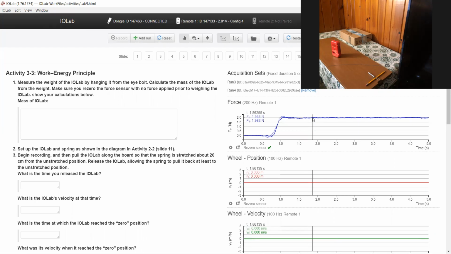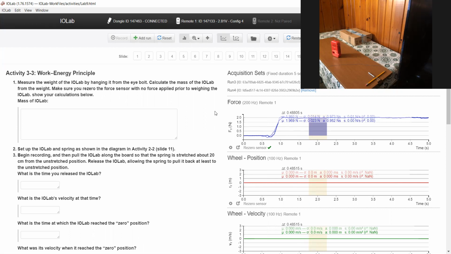Hold on. So we have to find the mass. Weight equals mg, this is giving the weight: mass times gravity. The gravity is 9.8, so you have to divide whatever you get here by 9.8. There you get the average force, which is around 1.96 Newton. This is giving the weight force. F equals mg, so if you want to get the mass, you have to divide by acceleration due to gravity. So 1.96 divided by 9.8 will give you your mass, and you may record the mass of the IOLab here.